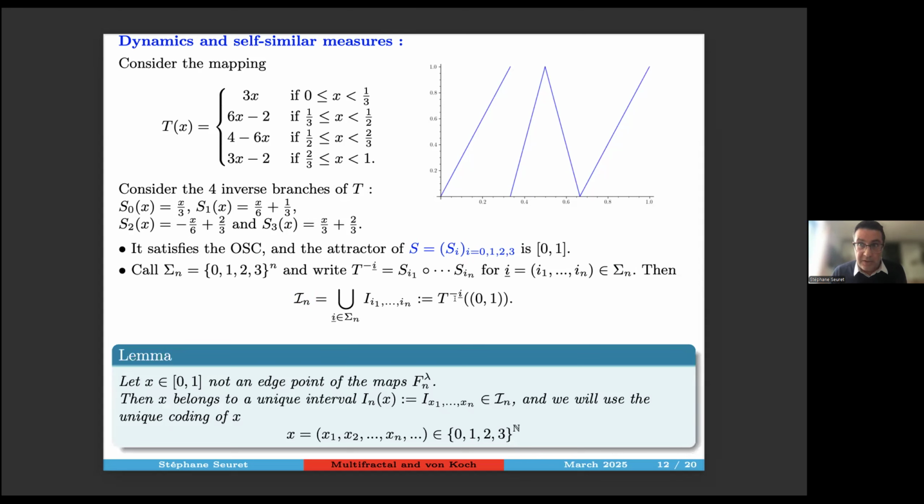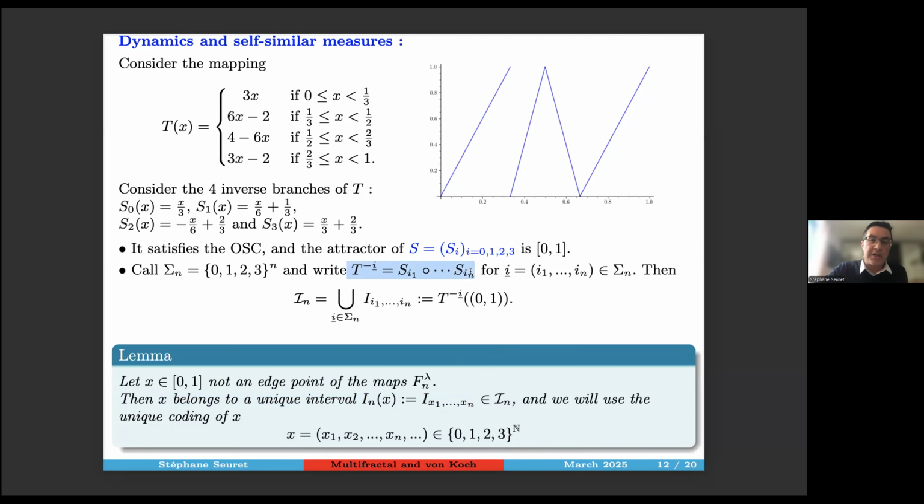And the important thing is that if x is any point in [0,1] which is not an edge point for the function f_n lambda, the intermediate functions that lead to f, then there is a unique coding of x in terms of this dynamical system, in the sense that x belongs to a unique interval I_{x1...xn} that you obtain by applying the mapping, right?